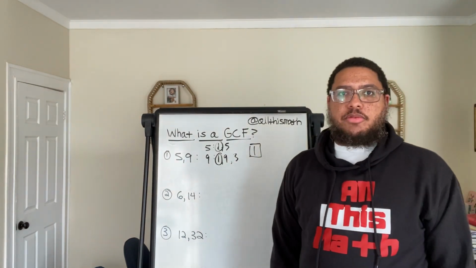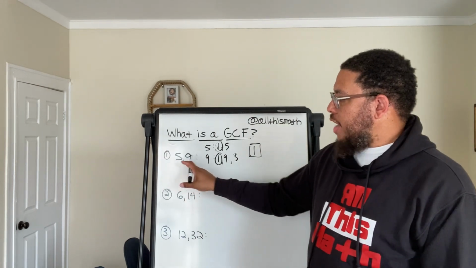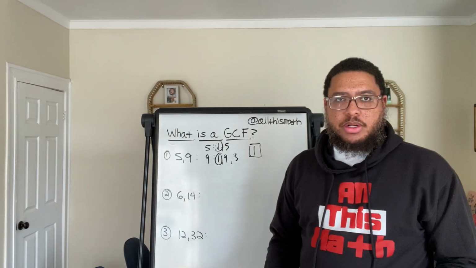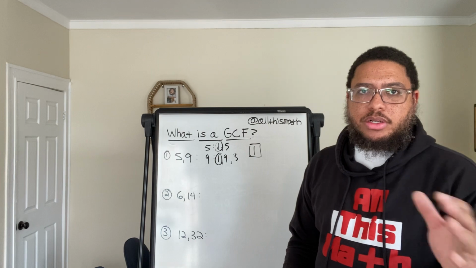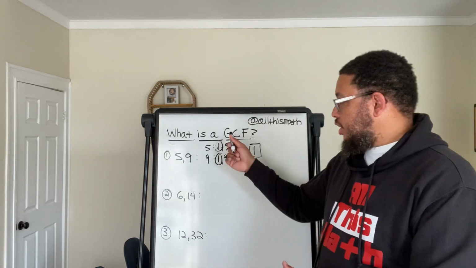That's how you find the greatest common factor. The greatest common factor between 5 and 9. So what's the biggest number that they have in common in their list of factors? That's what a GCF is.